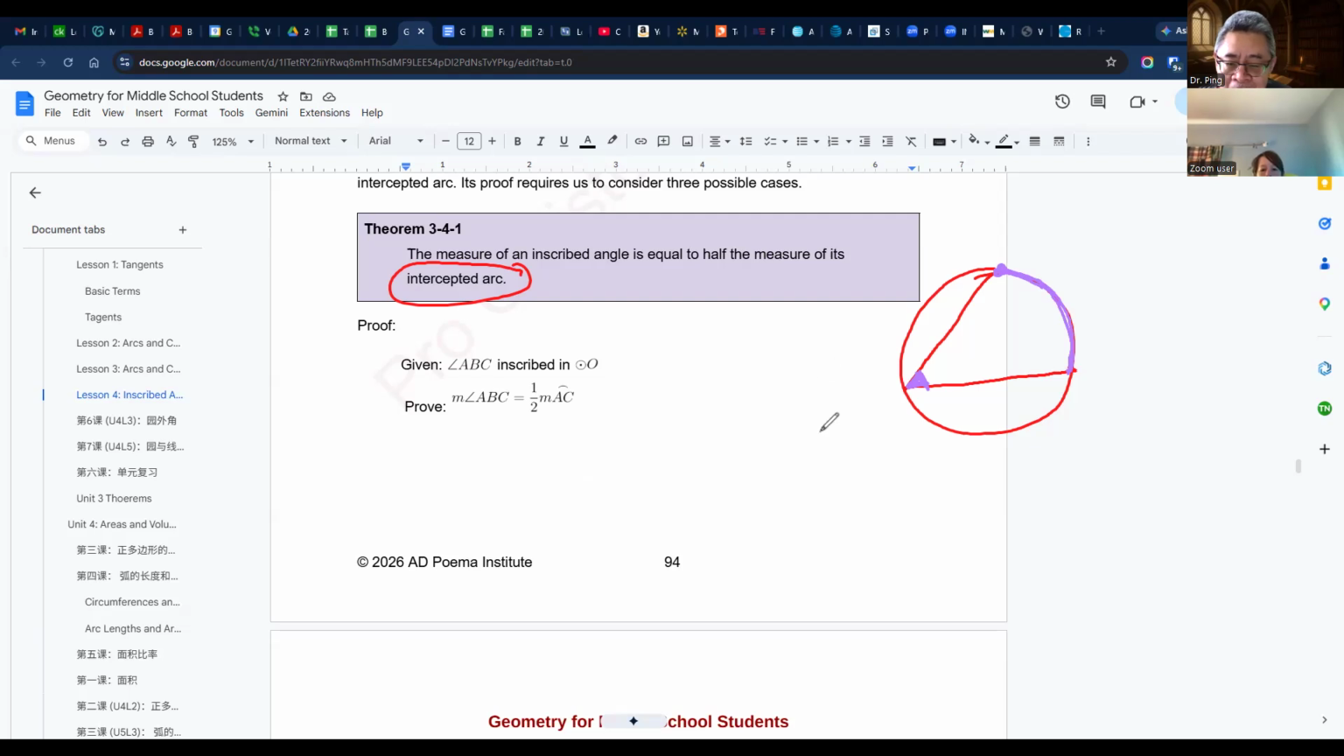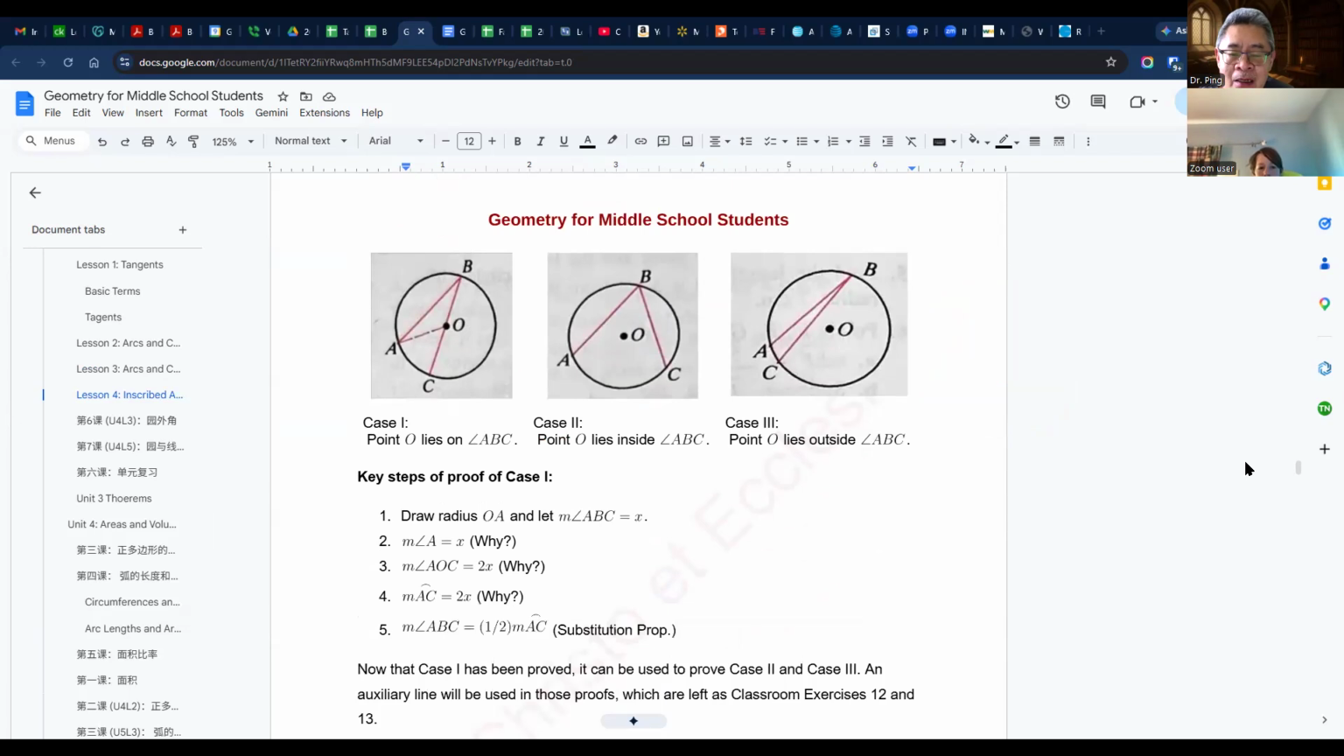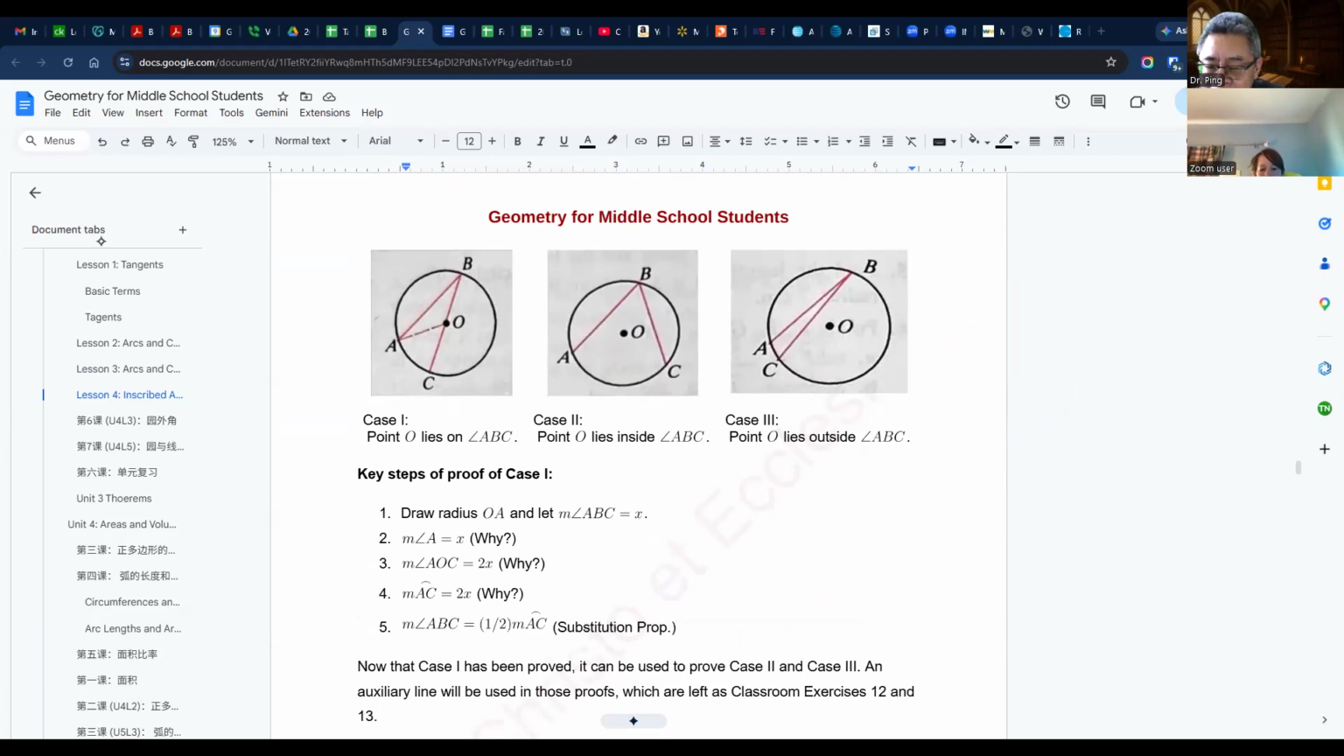So now, of course, we want to know how we prove that. We're going to break it down into three cases. Case one is that one of the sides actually goes through the center. Later on we'll see that once we prove this case, the other two become relatively easy. So these are our key steps.